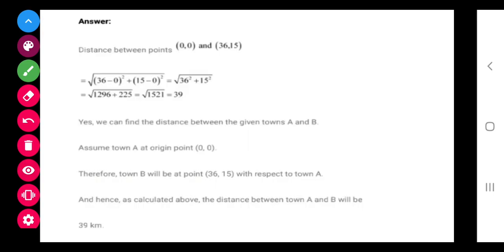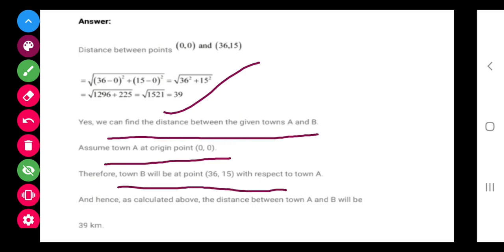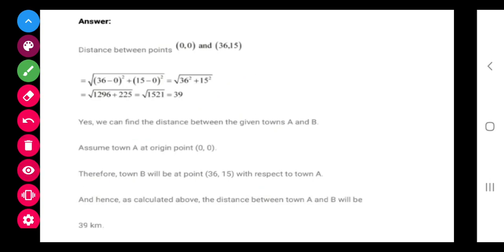Now you can see the solution. First of all, they have derived the distance formula. After that, they say yes, we can do that because A is the origin and B is at this point. So we can find the distance between them with respect to each other. So you go through it.